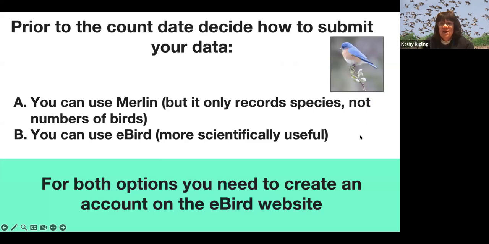So before you do a count with your students, decide how you're going to submit your information. You can use Merlin, but you can only do one bird at a time, and it only records species and it doesn't go to any database. But you can use eBird, and that is definitely useful to scientists. But for both, you have to have an eBird account.